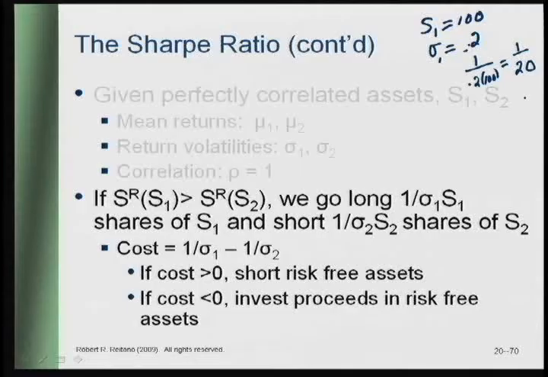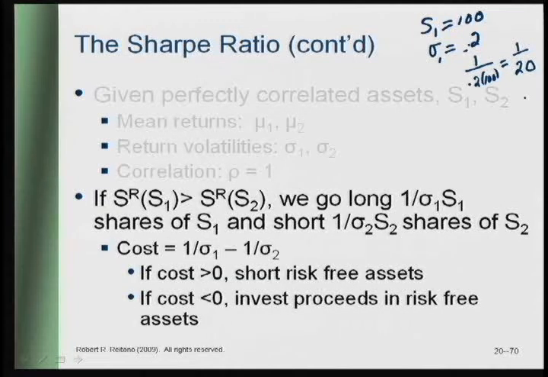And the reason for this fancy formula, as we'll see in a minute, is that this is what's going to allow us to convert our returns back to the Sharpe ratios that we're arbitraging. So in this example, we would buy 1/20th of a share, and we would spend $5 on shares.